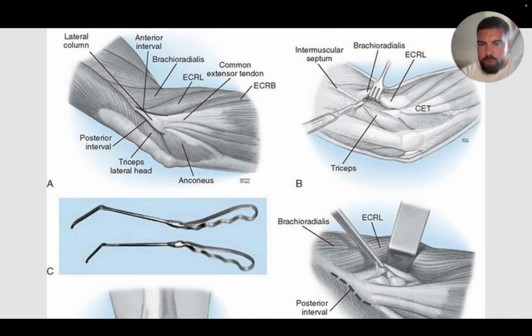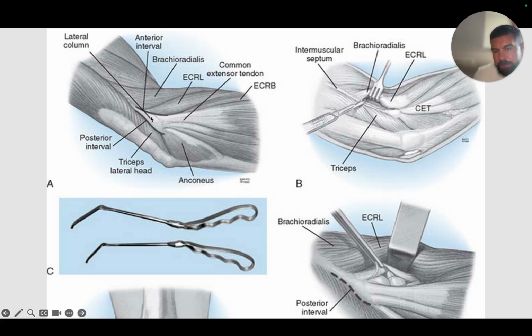Now, this is your lateral column procedure. So you can see here, you've got your common extensor tendon up here, you've got your ECRL here, and then your brachioradialis fibers are here. Now, you're looking for that intermuscular septum for the ridge. And what it allows you to do then is go over the front of the elbow and the back of the elbow.